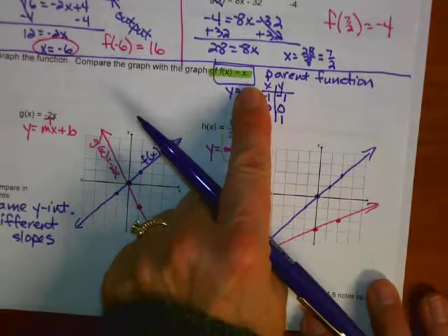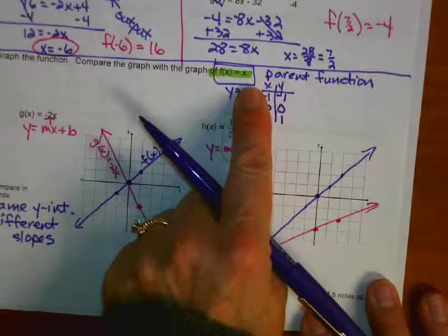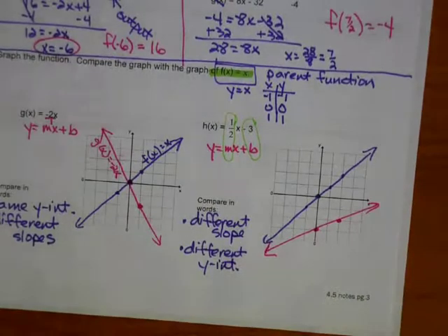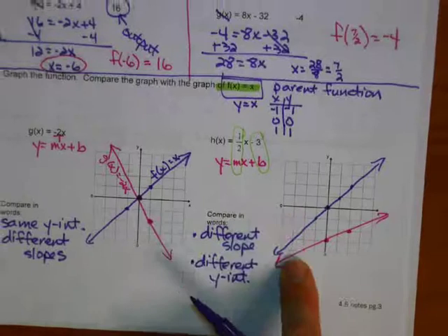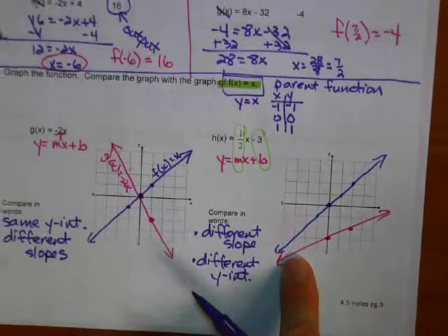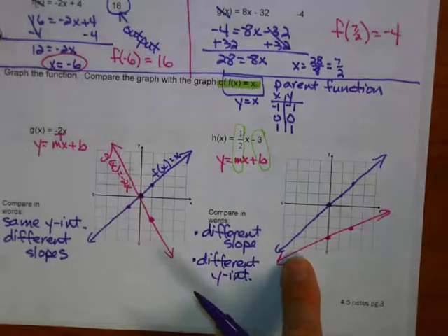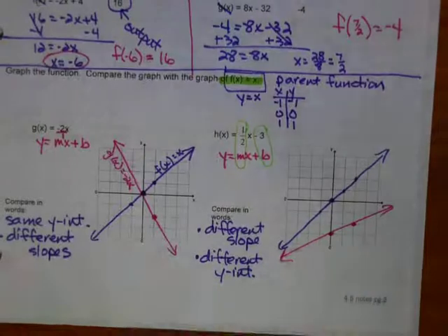How to get the purple one? It's the parent function. Always draw the parent function. Hey, if you had to say something similar about these, what would you say? They both are increasing, positive, right? They both go up. They're both lines, yeah.